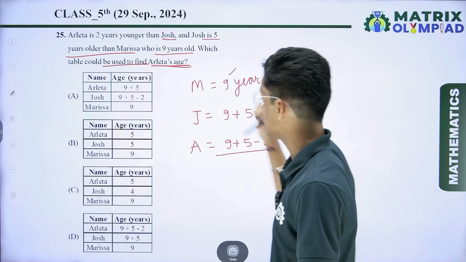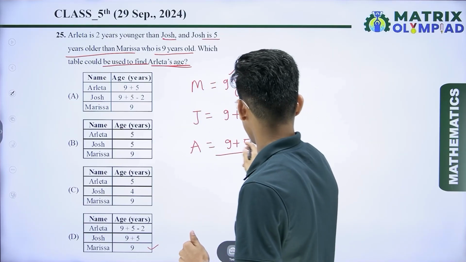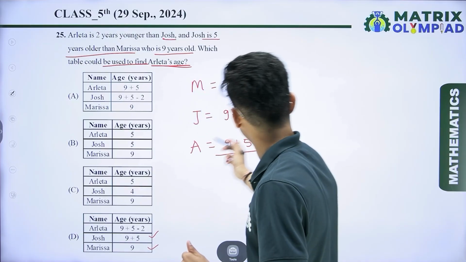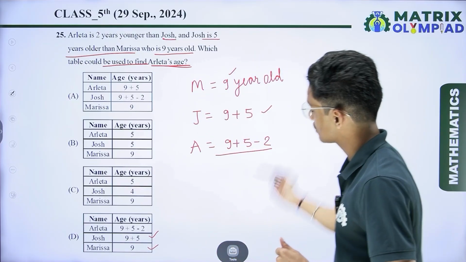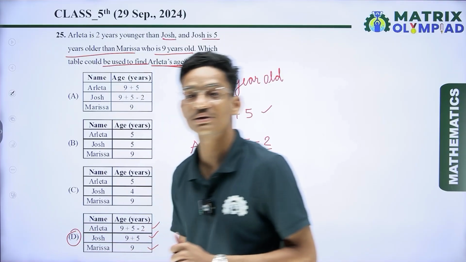Let's understand which one is the correct option. Age of Marisha 9 years, age of Jose 9 plus 5, age of Arlita 9 plus 5 minus 2. All these are correct. So here option number D is the correct answer.